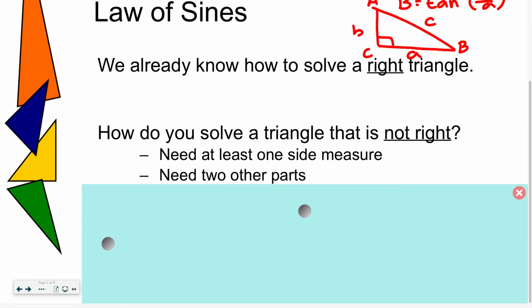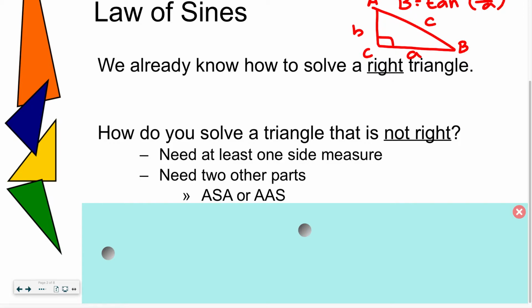Then you need two other parts of the triangle. In order to be able to fully solve a triangle, you've got to have at least 3 pieces of information. If you don't have 3 pieces of information, you just don't have enough to really say what that one triangle is. Maybe there will be lots of different triangles that could work. So you've got to have 2 other parts. Those 2 other parts could be more sides, or angles, or an angle and a side.